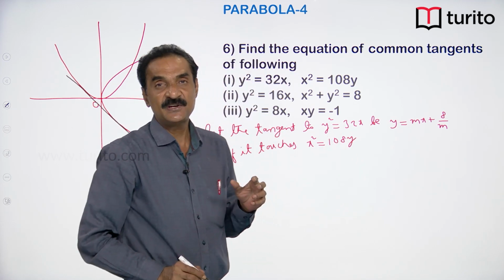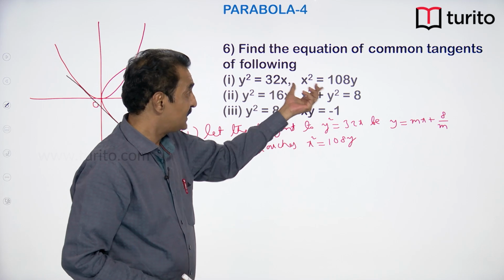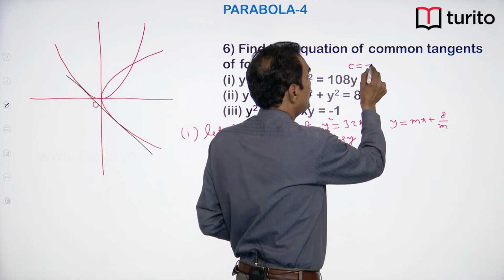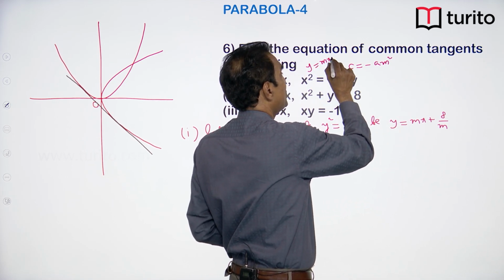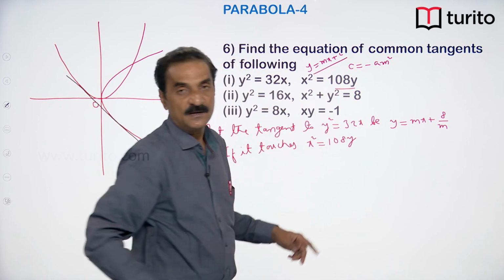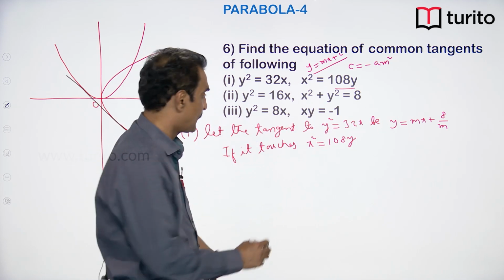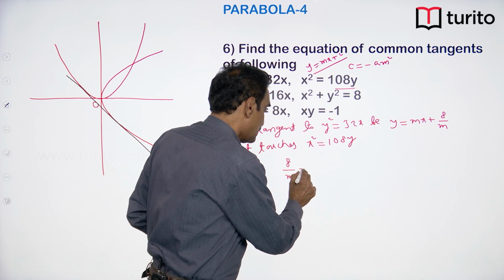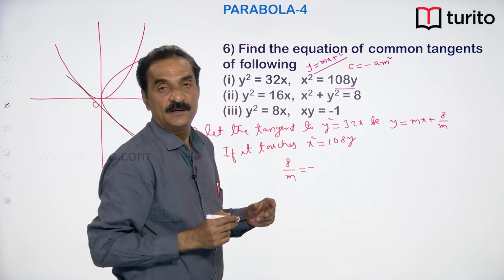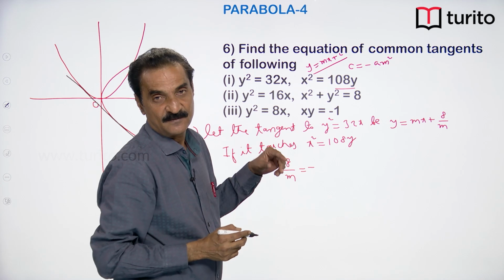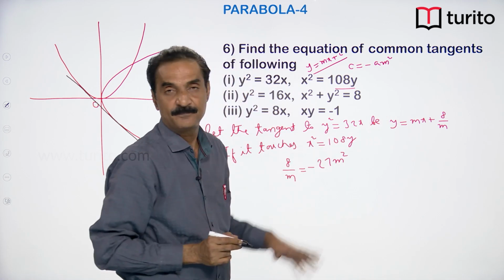We have already discussed the condition for tangency for this parabola and this parabola. For this parabola, c is equal to a by m. For this parabola, the formula is c is equal to minus am square. If y is equal to mx plus c is a tangent of this parabola, the condition is c is equal to minus am square. So, what is c here? 8 by m is equal to minus am square. What is a here? If this is 4a, a will be how much? 27. Minus 27 into m square.